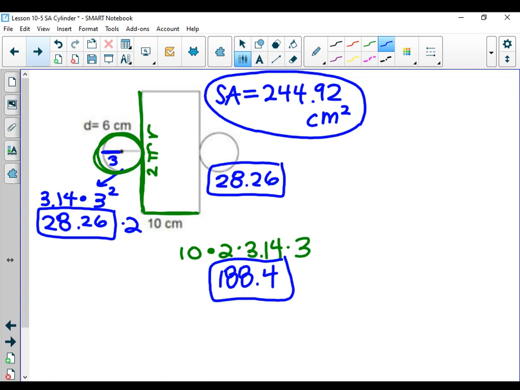Allison, I got 216.66. Do you have this same circle? Yeah. And this same rectangle? Probably just add it again. 28.26 plus 28.26. Oh, you're fine.